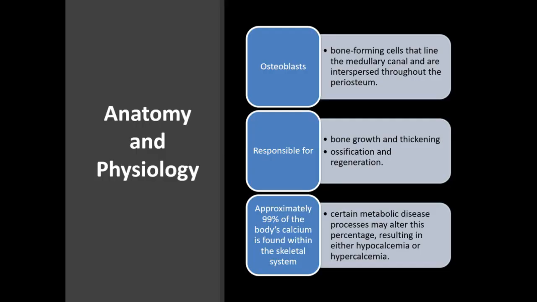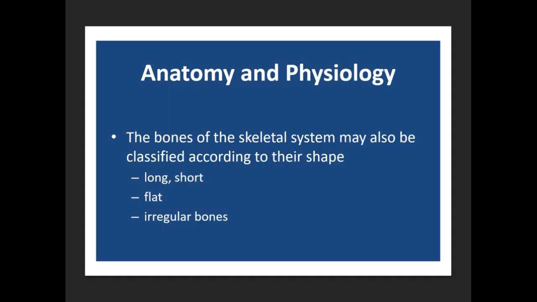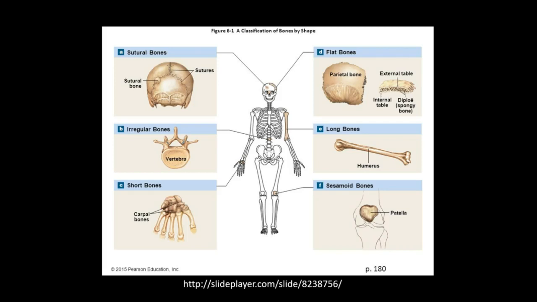We have osteoblasts. They're bone-forming cells that line the medullary canal and are interspersed throughout the periosteum. They're responsible for bone growth, thickening, and ossification. Approximately 99% of the body's calcium is found within the skeletal system, so certain metabolic processes may alter the percentage in hypocalcemia or hypercalcemia. The bones of the skeletal system may also be classified according to their shape: long, short, flat, or irregular, and here are some pictures of them.